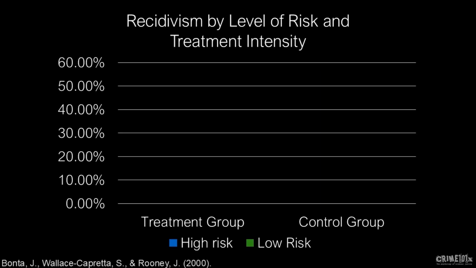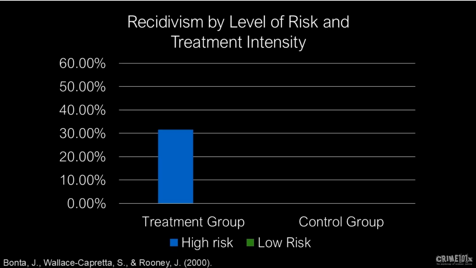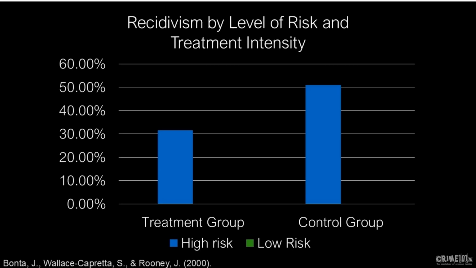We can see an example of this in a study by Bonta and colleagues. They compared two groups of 120 inmates with both high and low risk levels. One group received a high-intensity treatment, and the other group received standard treatment. When they compared the rates of recidivism between the two groups, they found that 31.6% of high-risk offenders who received high-intensity treatment re-offended, compared to 51.1% of high-risk offenders who received standard treatment.